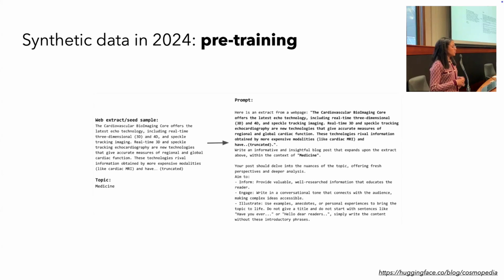For example, here, we put an extract about cardiovascular bioimaging, and then we ask the model to generate a textbook related to medicine that is also related to this web page. And this is a really nice approach because there are so many web pages out there. So you can be sure that your generations are going to be diverse when you change the seed example. One thing that's challenging with this is that you want the seed samples to be related to your topics. So we use a search tool to go over the FineWeb dataset and find the pages that are related to the topics we're interested in.